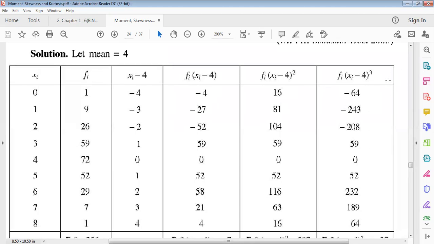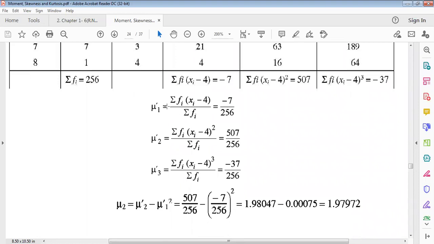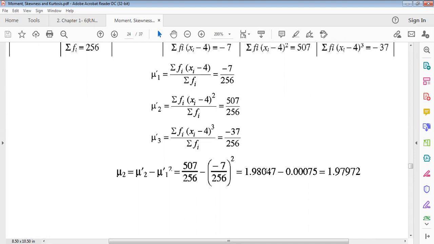We get this. We can take another column for the fourth raw moment, f_i (x_i minus 4) whole cube. Now we are using this assumed mean to find out the raw moments. Using the formula, first raw moment equals summation f_i (x_i minus 4) divided by summation f_i, just putting these summation values. The second raw moment also uses the square, then putting these values. The third raw moment will be the cube, same formula. And the fourth raw moment will be what? Just this power will be 4, then putting these values we will get the fourth raw moment.